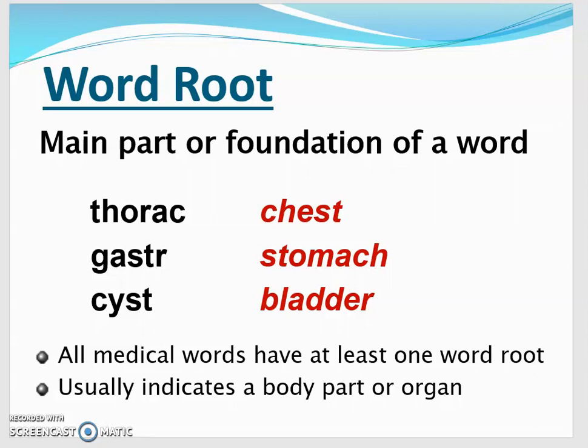It's the main part or foundation of the word. We see thorax here, and it means chest. Gaster means stomach, and cyst means bladder. All medical words have at least one word root, and for right now, that is an absolute rule. You will find out later we're going to change that rule, but for right now, that's an absolute rule. All medical terms have at least one word root, and it usually indicates a body part or organ. So if you want to think about it, the word root is really the noun. It's what we're talking about.